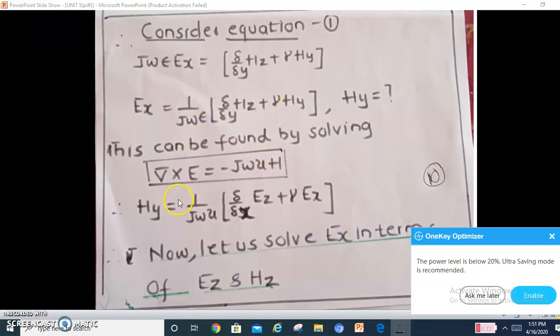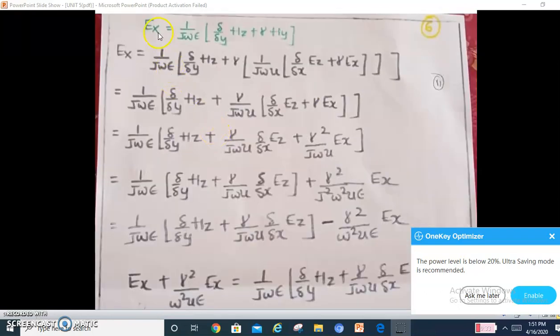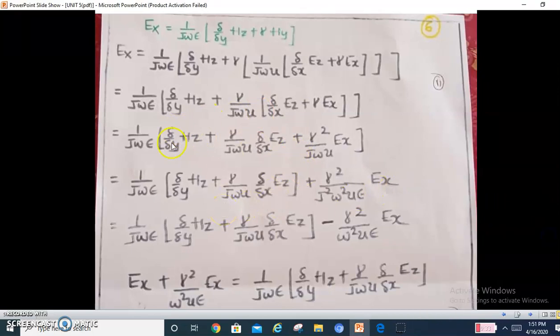So instead of writing all these things, I have written Hy directly for my convenience. Once you solve this one, you can obtain Hy. So now this Hy can be substituted over here. Yes, we are interested in finding only Ex, not the remaining ones. Once we find Ex, we can find the remaining also. Now what I have done is that Ex is nothing but Hz, and I have to substitute Hy. I have substituted Hy and solved it mathematically. Please check once, and in case of doubt you can clarify with me. I think you are going to get maximum clarity because I have written it step by step.